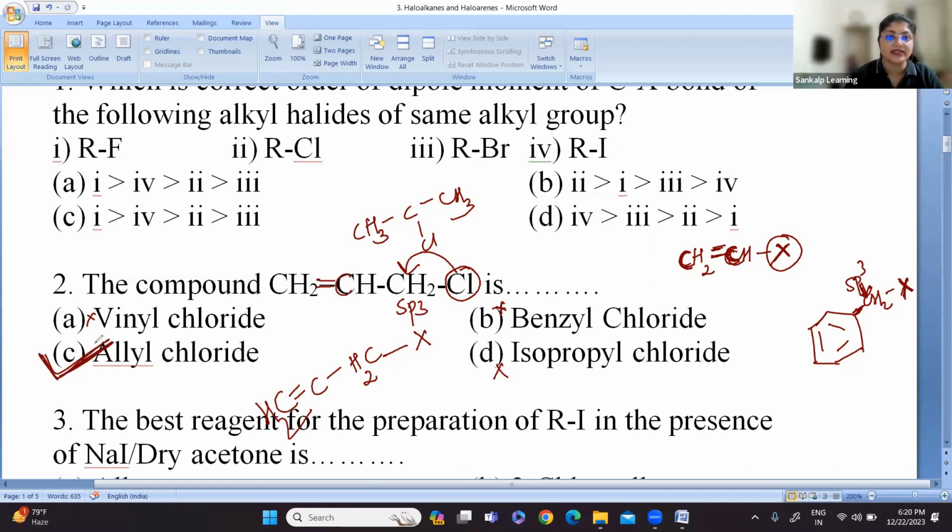So remember these definitions. Don't get confused between allylic halides, vinylic halides, and benzyl halides. These are the important definitions which you have to keep in mind. Is it clear? Shall we move further? Any doubts? If you have any doubts, please ask in the chat box. Shall we move further?